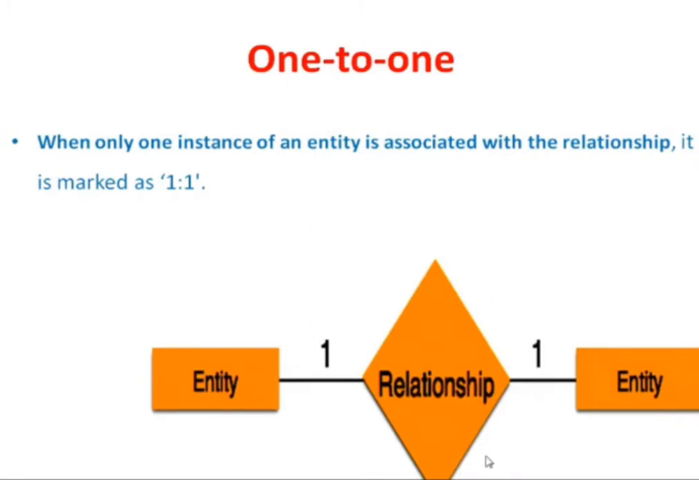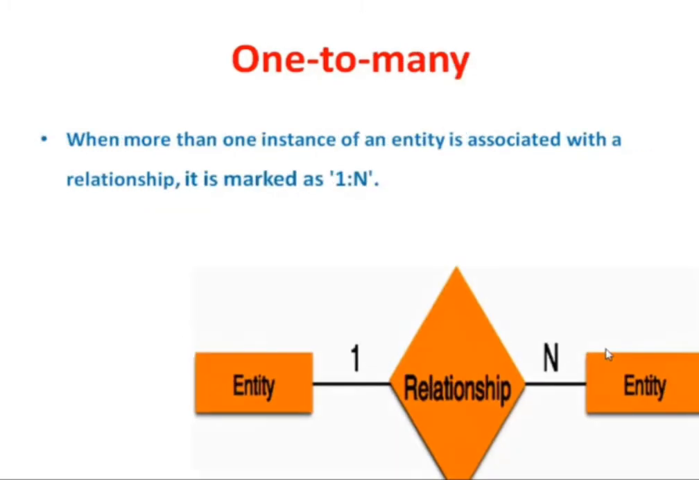For example, on the left hand side, let me consider teacher. On the right hand side, let me consider a student. What is the meaning of this 1 to 1? One teacher teaches one student. This is not a regular class, maybe a special class for a special student. So there is only one student, and one teacher teaching that student. That type of relationship will be called 1 to 1.